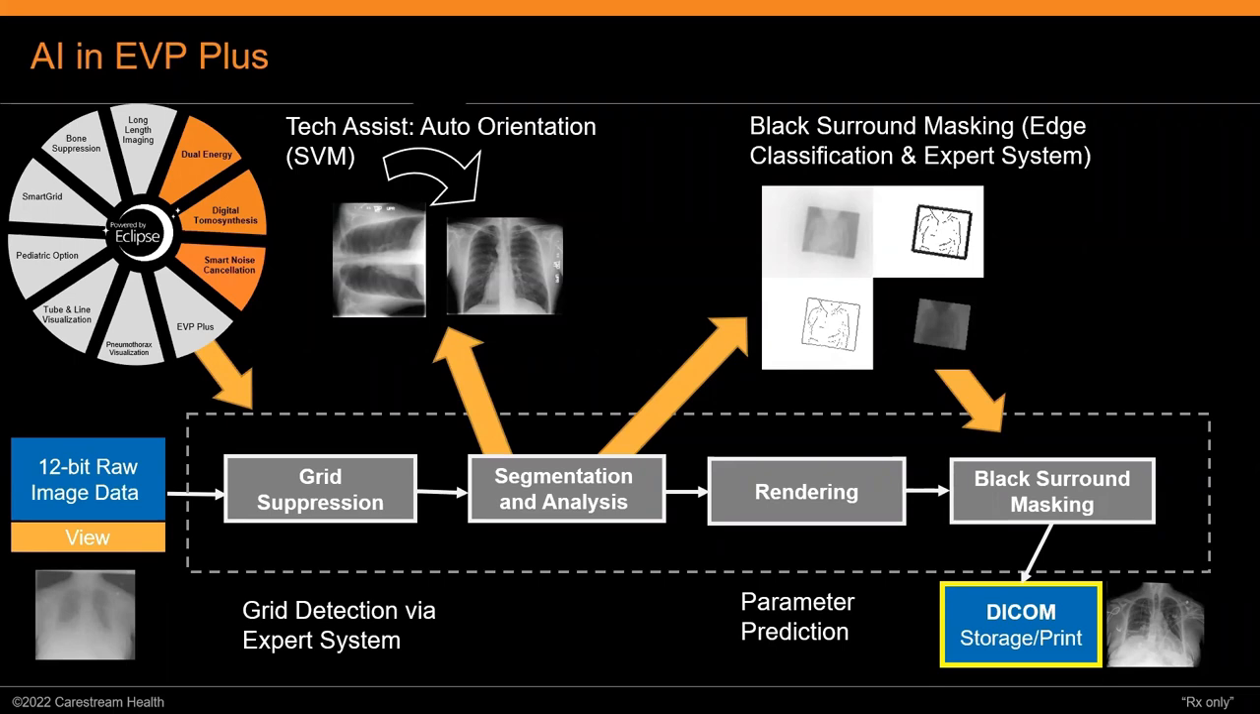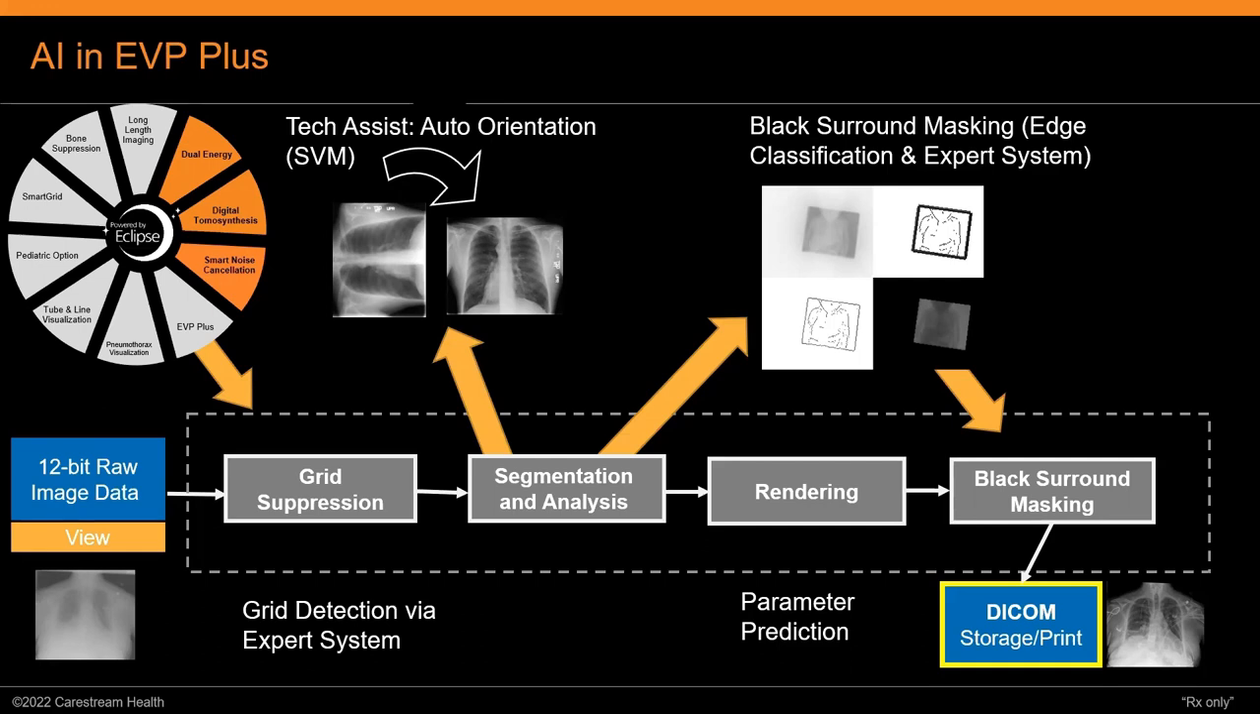Thanks, Ron. EVP Plus has utilized AI techniques since its inception, and this graphic highlights components within EVP Plus which use AI technology. EVP stands for Enhanced Visualization Processing. Detector linear data is gain and offset corrected and then converted to 12-bit log exposure. It is analyzed for high-frequency grid lines, and an expert system is employed to analyze frequency spectra for both detecting and suppressing the grid.